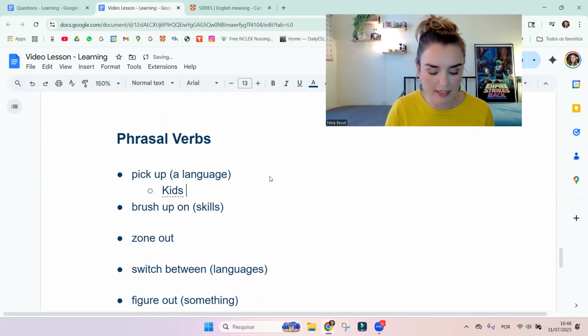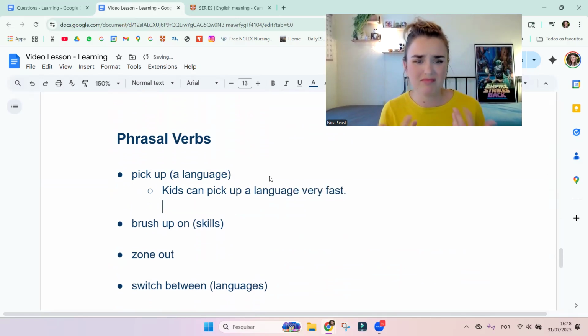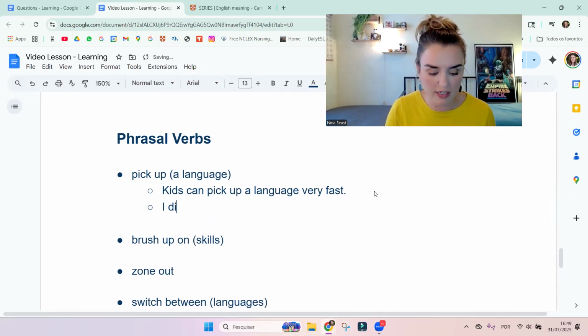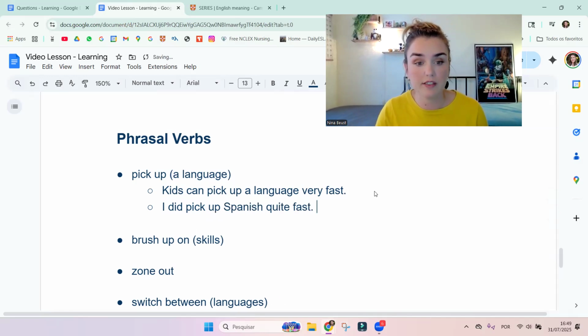Now let's move on and talk about some phrasal verbs to pick up a language, okay? So you could say that kids can pick up a language very fast. Did you pick up English fast? I did because I was a child. Spanish, I did pick up Spanish fast as well, but I was immersed in the language, studying 5 hours a day, living with people who spoke Spanish. It was insane. So yeah, I did pick it up quite fast, but I don't think we can easily reproduce that level of exposure. You know what I mean? I did pick up Spanish quite fast when I lived in Spain.